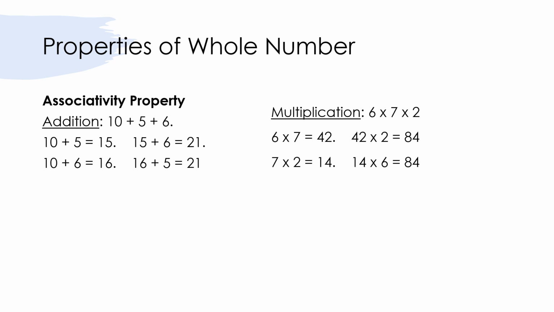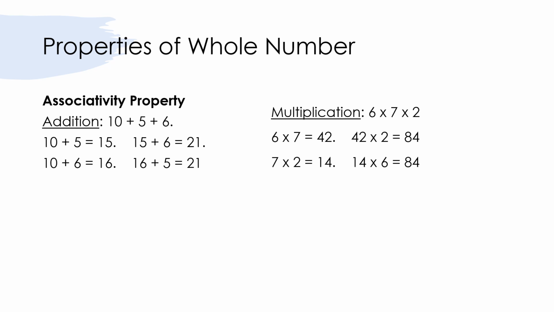Similarly for multiplication, if we multiply 6, 7 and 2, first multiply 6 by 7, we get 42. Then multiply 42 by 2, we get 84. Then if we try it a different way, we first multiply 7 by 2, we get 14. Then we multiply 14 by 6 and we get 84. So the answer is still the same.